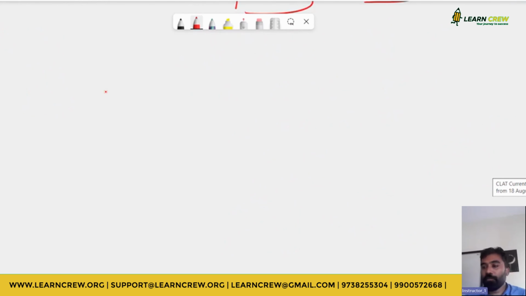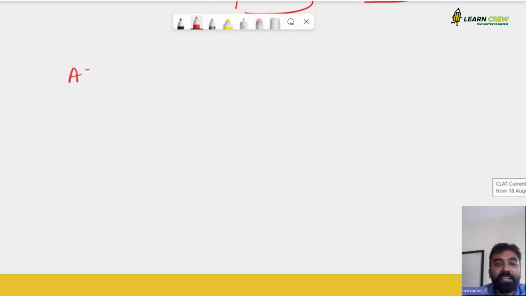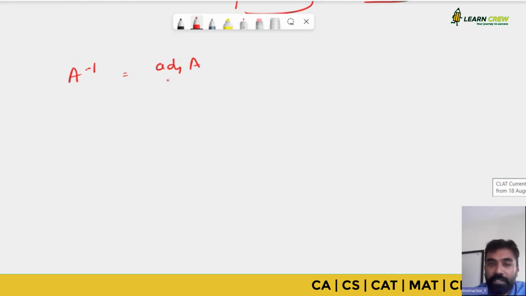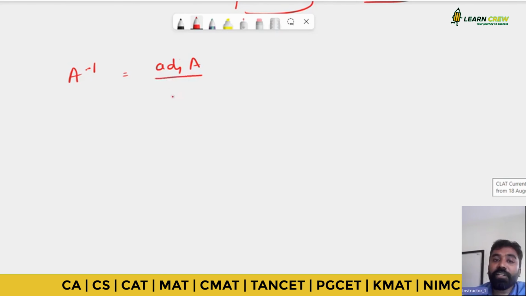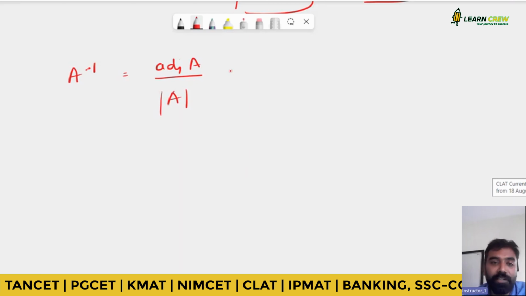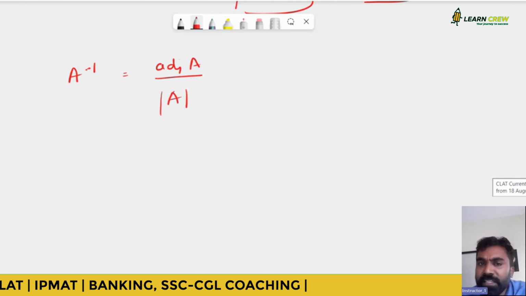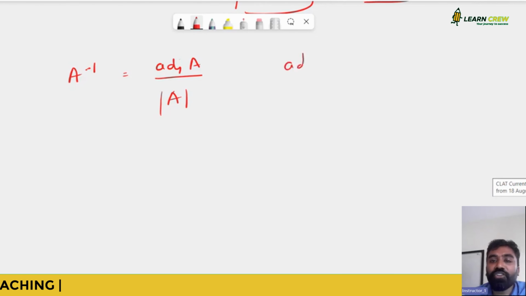Next, there is something called A inverse. A inverse is nothing but the adjoint of A divided by the determinant of A. How to calculate the determinant, I just said. So how to calculate the adjoint of A?